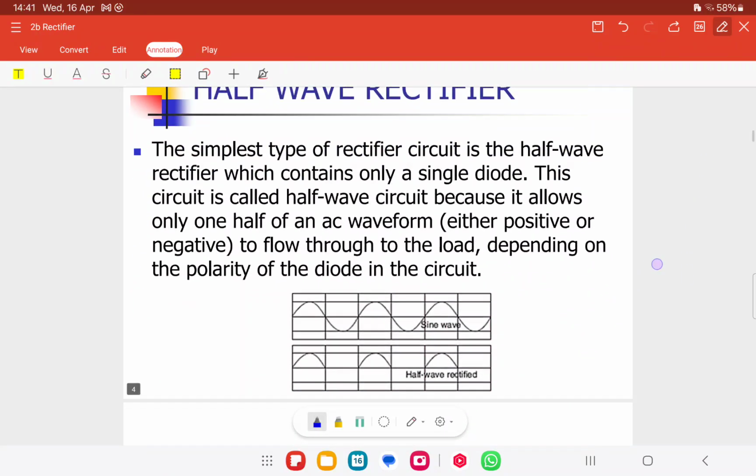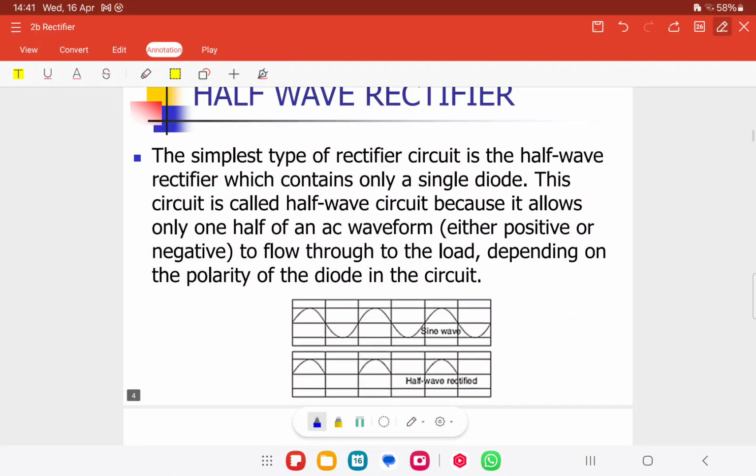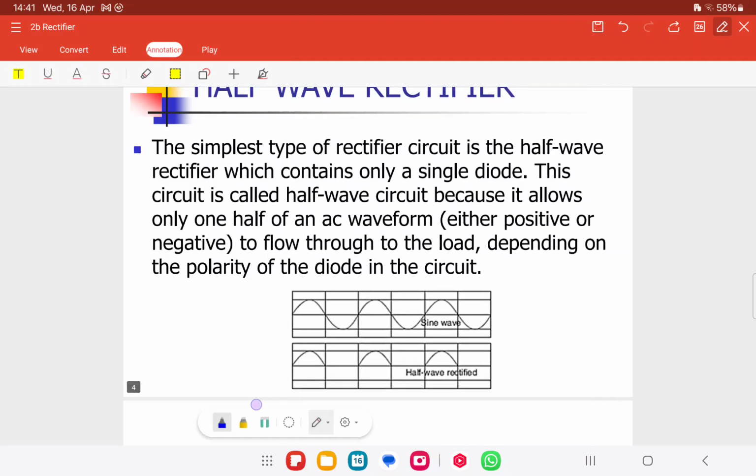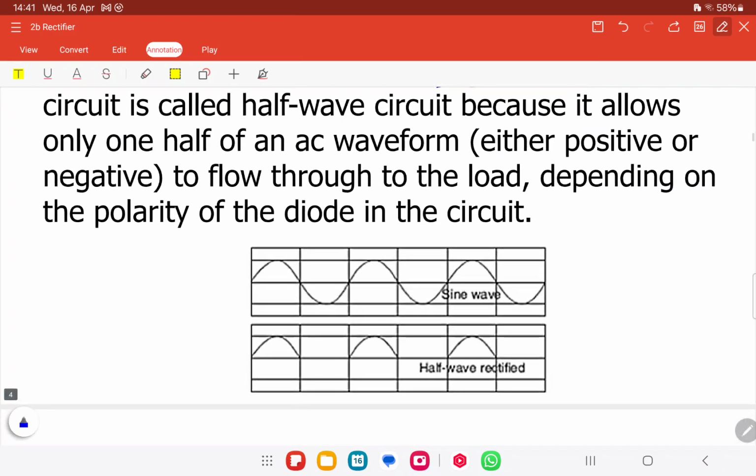Okay, so this is the simplest type of rectifier circuit, the half wave. For half wave, we only have one single diode in the circuit. This is the sine wave we had earlier, the AC. Remember, now we want to get the DC straight line. So there are a few processes before we can get the DC straight line.